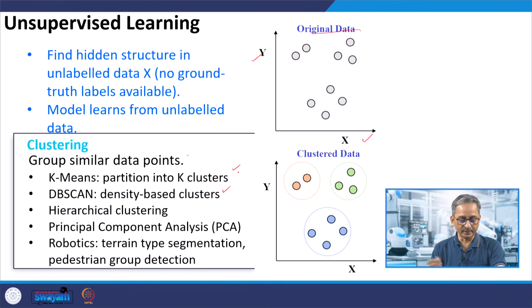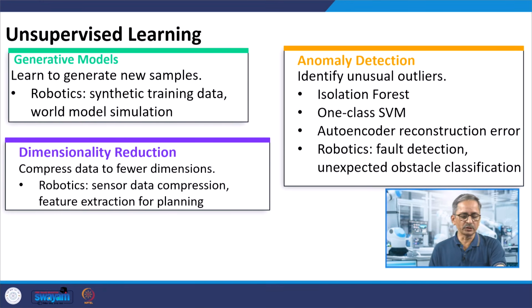then you have DBSCAN, density based clustering, hierarchical clustering, principal component analysis, and in robotics we may have terrain type segmentation, pedestrian group detection, like that. So, one group of pedestrians going, another group of pedestrians going. That type of clustering we can do. Unsupervised learning can also generate models, so we learn to generate new samples.